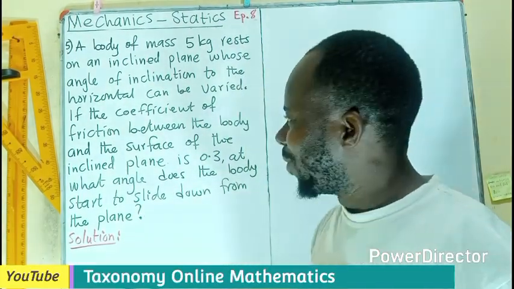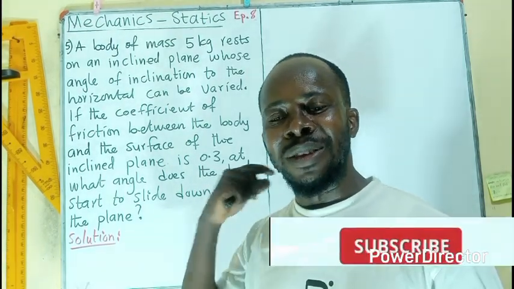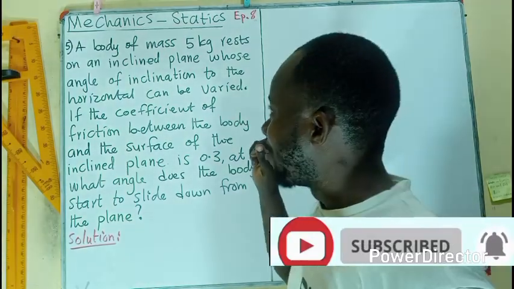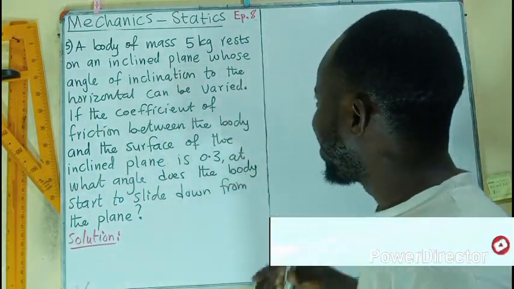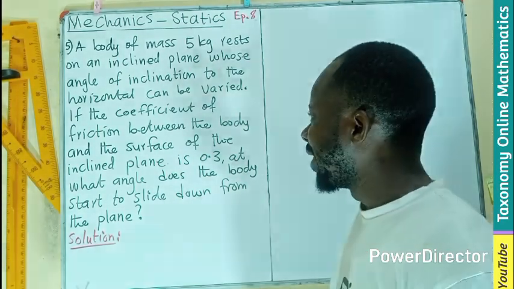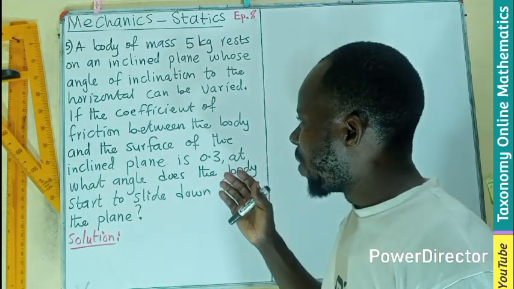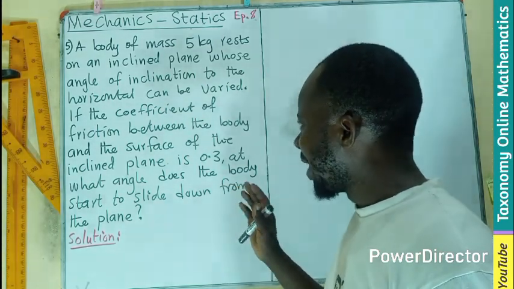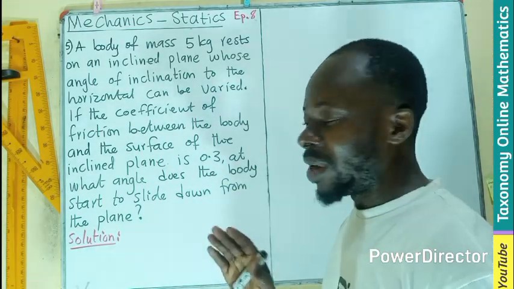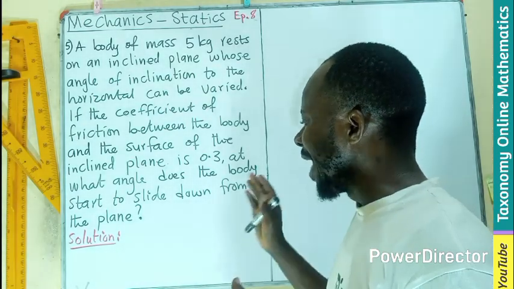The question may look a bit plenty, but the concept we want to bring out is on episode number 3 and 2. So here we have a body of mass 5 kg resting on an inclined plane whose angle of inclination to the horizontal surface can be varied. If the coefficient of friction between the body and the surface of the inclined plane is 0.3, at what angle does the body start to slide down?